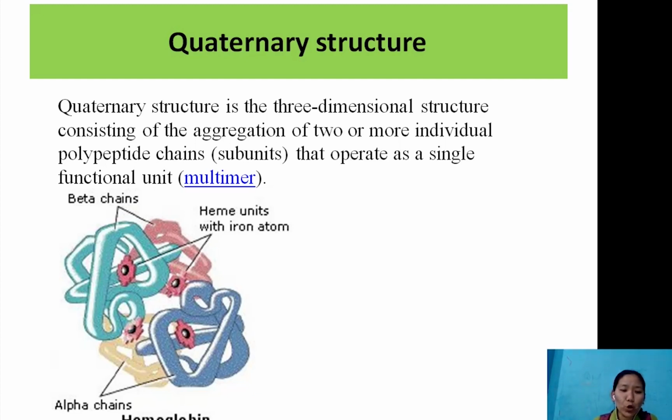So this hemoglobin is made up of 4 polypeptide chains. That means there are 4 subunits: 2 alpha chains and 2 beta chains. And the arrangement gives us a structure, and that structure is called quaternary structure.